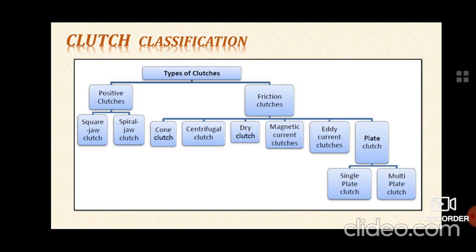Now about clutch classification, there are two types of clutches. One is positive clutches and second is friction clutches. In positive clutches there are square jaw clutch and spiral jaw clutch, but there are a number of ranges of friction clutches like cone clutch, centrifugal clutch, dry clutch, magnetic current clutches, eddy current clutches, plate clutch. Now in plate clutch there is a single plate clutch and a multi plate clutch. So we will discuss a number of types of clutches from this classification.